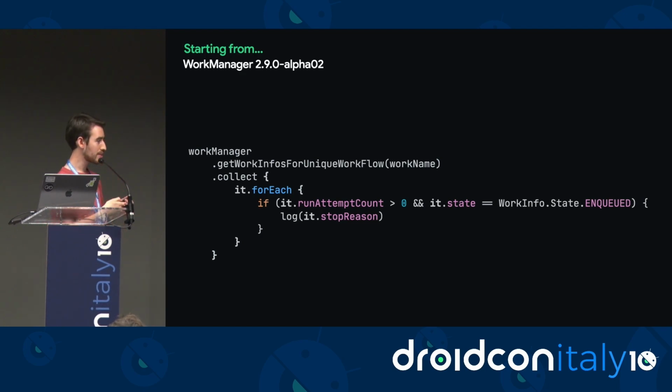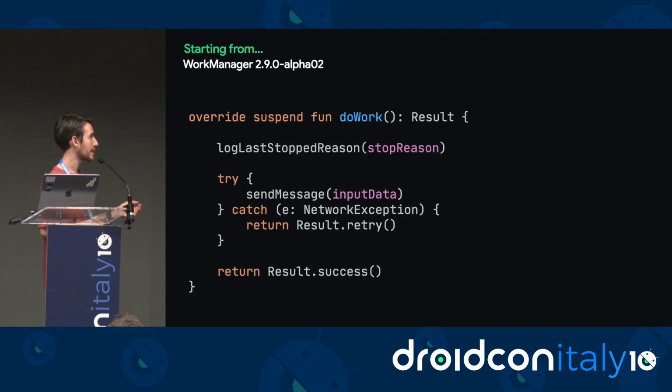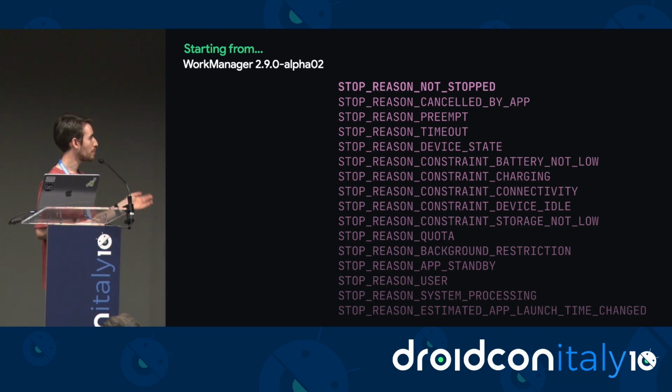And if you look at it, we are not asking for the stop reason every time we listen for updates from that work. We are doing it just when the work has already been stopped. So when run attempt count is greater than 0, and the work is again enqueued. In this case, you will have the exact stop reason for that. And you can also do it in your worker directly, so in your doWork method. So those are some stop reasons.